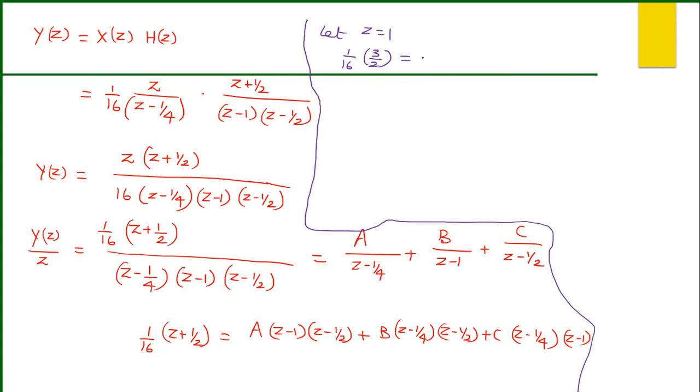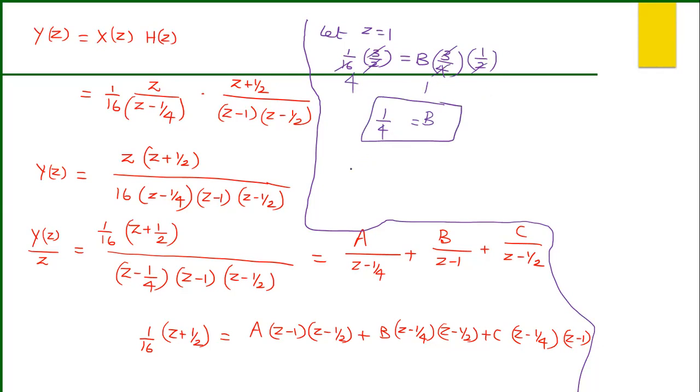What is the second term? B into 1 minus 1 by 4, that is 3 by 4, into 1 minus 1 by 2, that is 1 by 2. See that 3 cancels, 2 cancels, 4 ones, 4 fours. What is the B value? 1 by 4. What is the B value? 1 by 4. You need to find the coefficients.